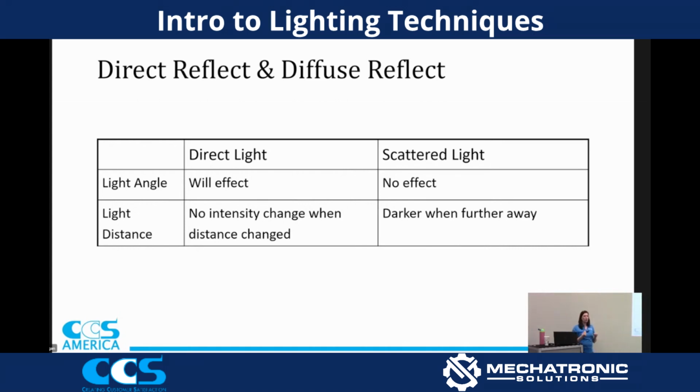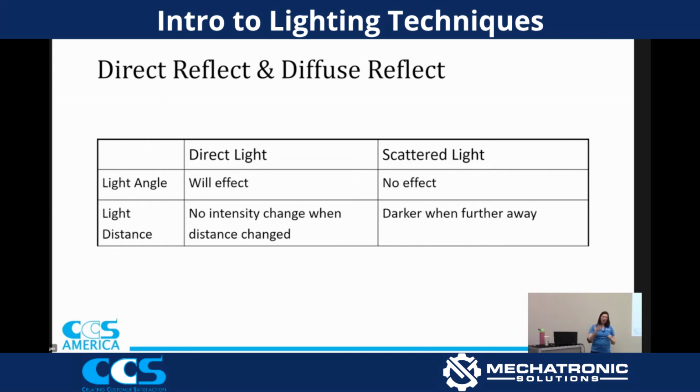So when you're dealing with direct light, the angle of the light versus the angle of the camera is very important. However, the distance matters less. If I'm capturing all that direct reflection and I get closer or further away, it's going to get more intense as I get closer, but since you're capturing so much of that light already, it's not going to be that noticeable. So really the distance of your light isn't as critical as the angle of your light.